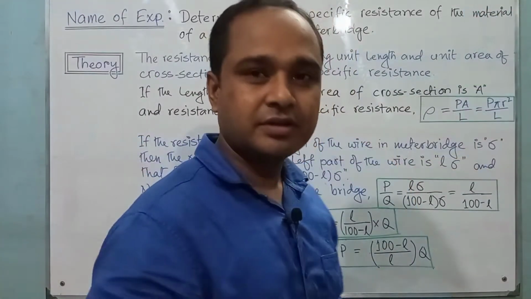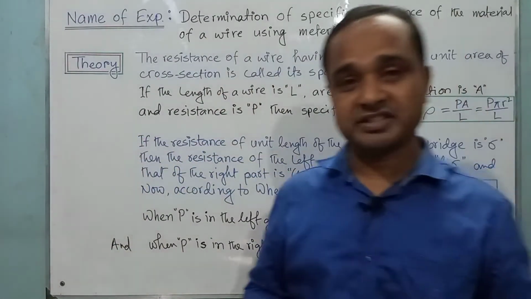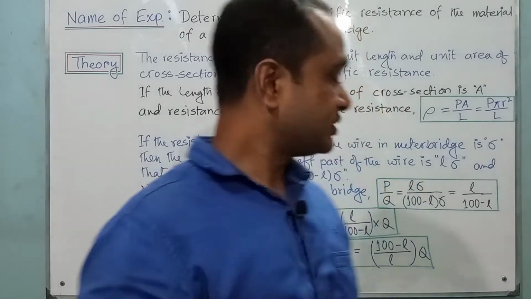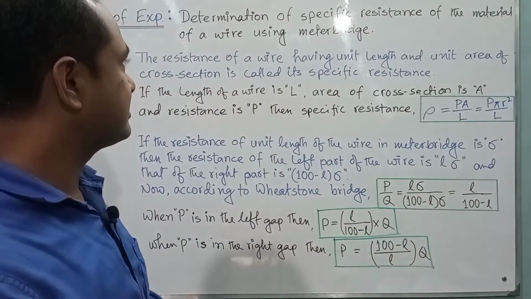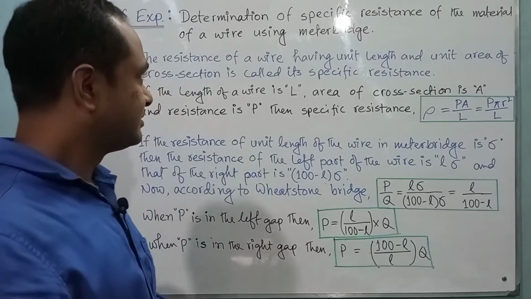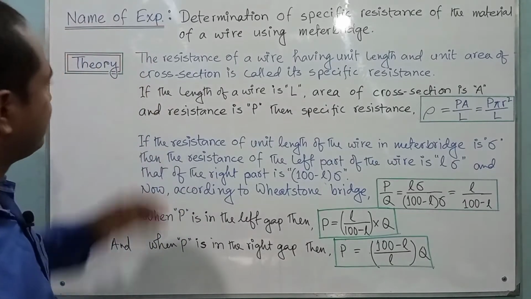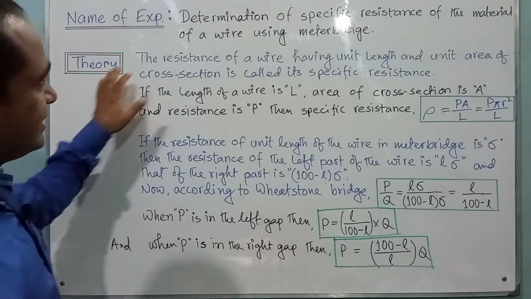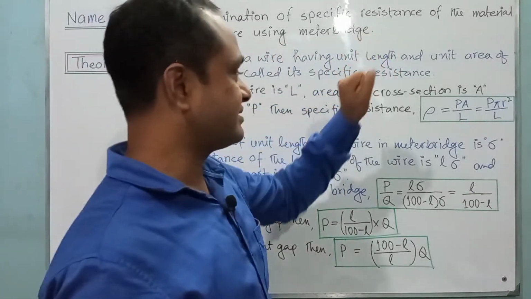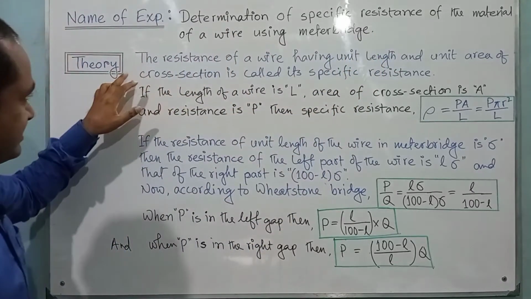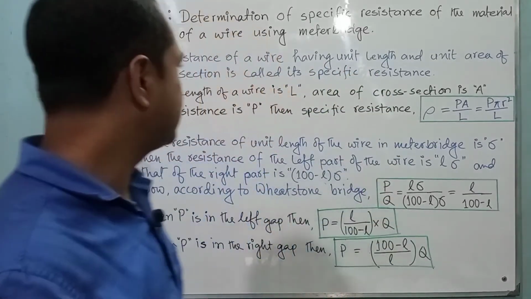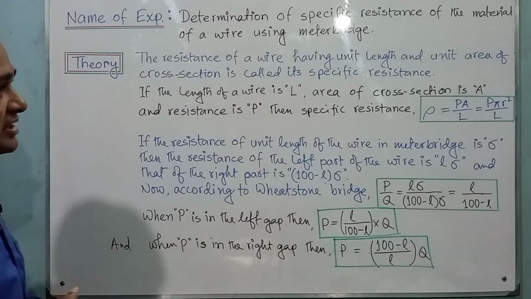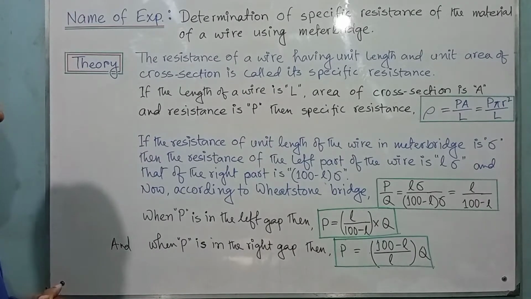Dear students, we have already observed what a meter bridge is. So using the meter bridge, we have to determine the specific resistance of the material of a wire. And for this experiment's theory, first we have to know what specific resistance is. The definition of specific resistance: the resistance of a wire having unit length and unit area of cross section is called the specific resistance of the material of the wire.